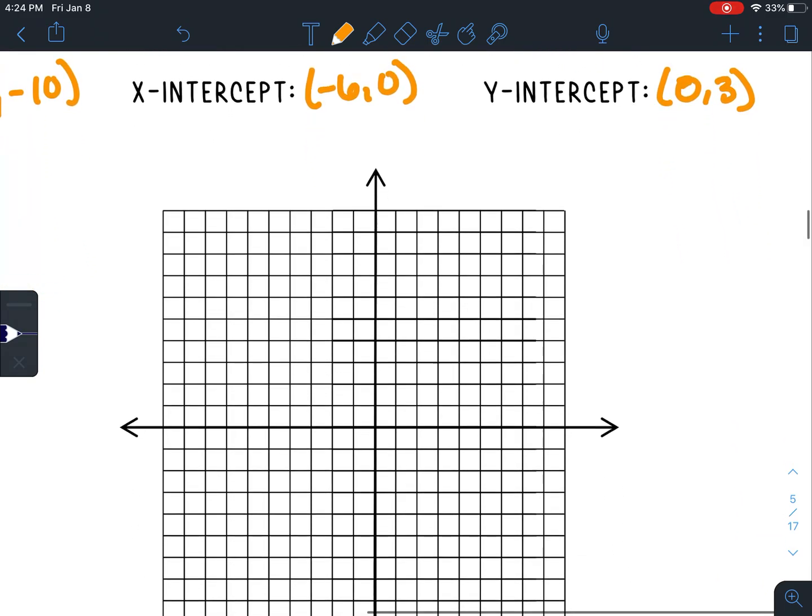Okay, once again, let's graph that. I'm going to start with my x-intercept, counting over 6. Then counting up 3 on my y-intercept. And what we've always done, connect those dots.